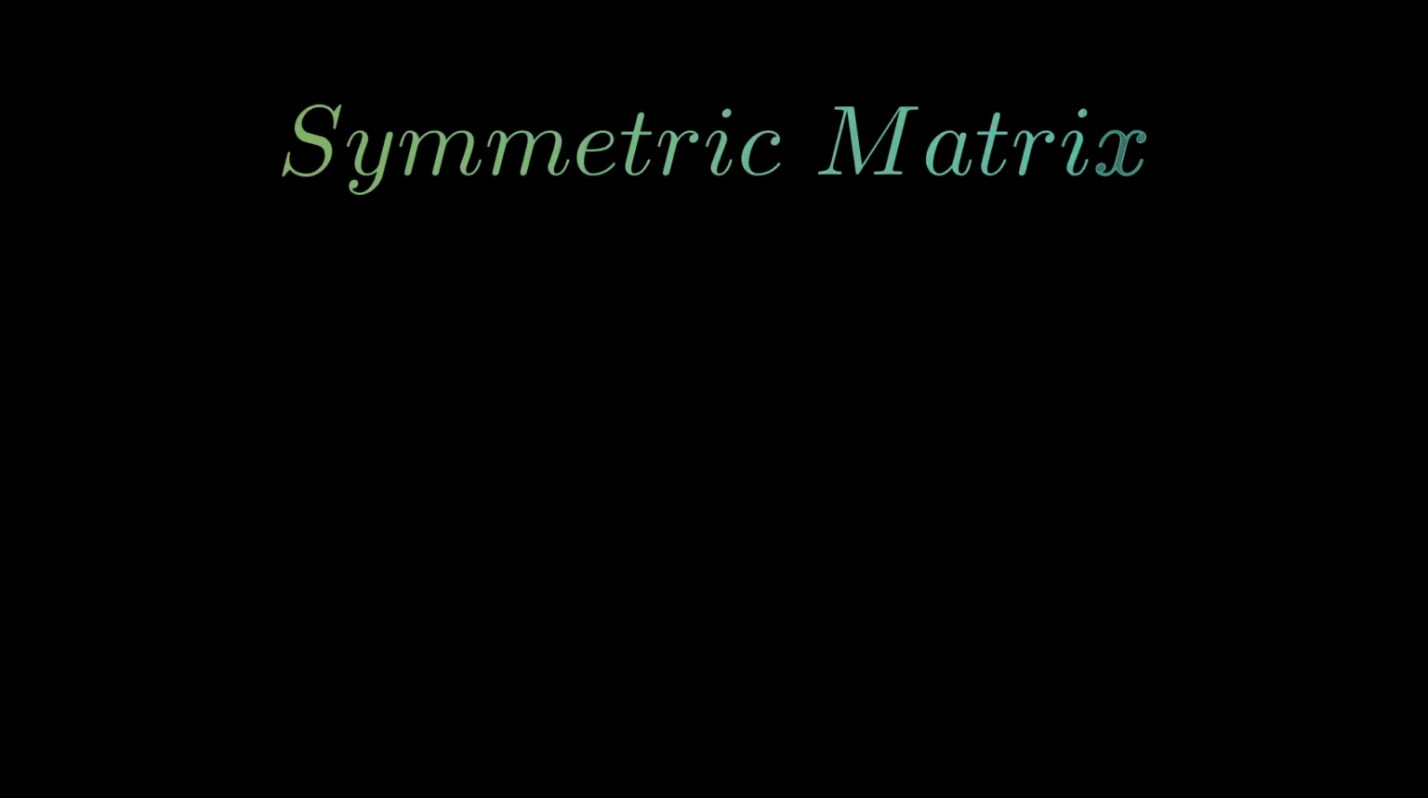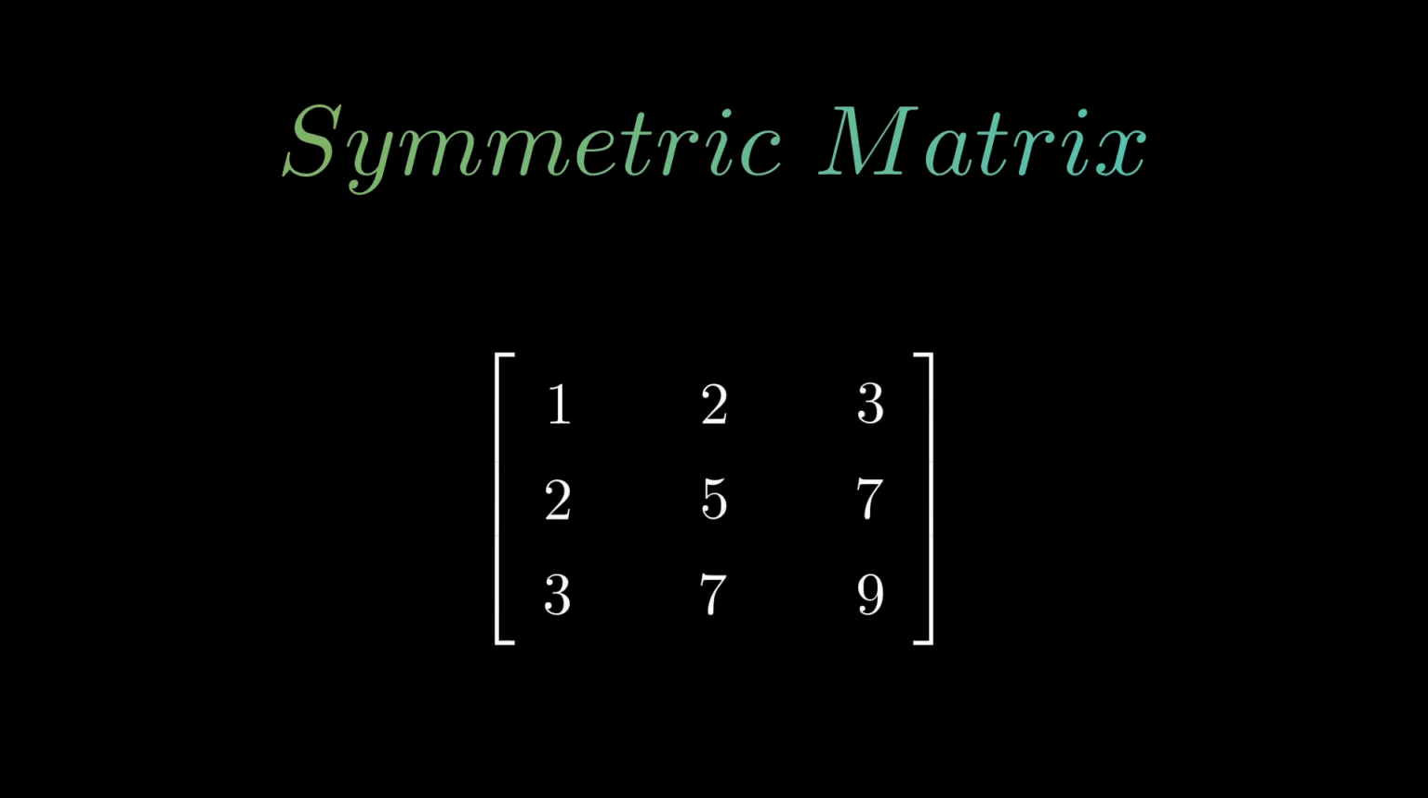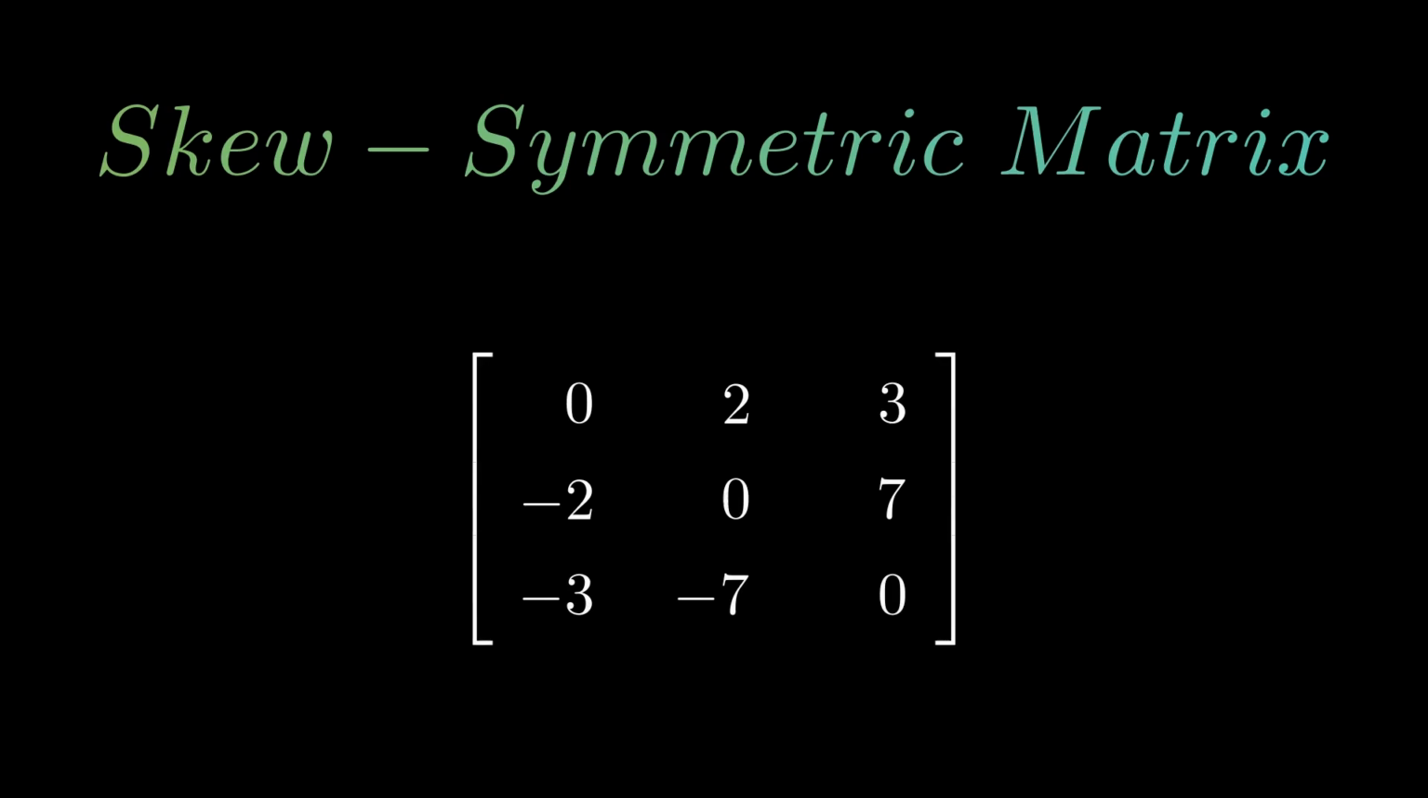A symmetric matrix is one where the matrix is equal to its transpose. A quick way to identify this is by checking if A of ij is equal to A of ji, where i denotes the row and j denotes the column. A skew-symmetric matrix is one where the transpose is equal to the negative of the matrix. One important property is that all diagonal elements must be 0.